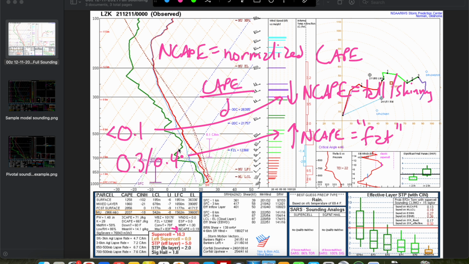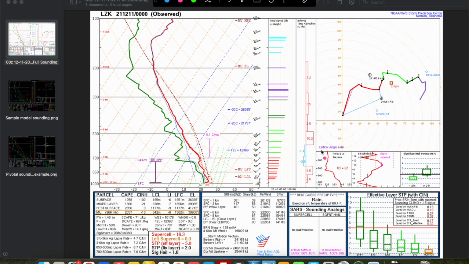So again, you can take a look at the CAPE profile by actually looking at the Skew-T itself, the parcel trace, and the environmental temperature itself. But this does give us a value, and I don't use it personally in severe weather forecasting, but I know a lot of people who do, and it is a decent way to tell us how the instability is constructed in the entirety of that atmospheric profile.